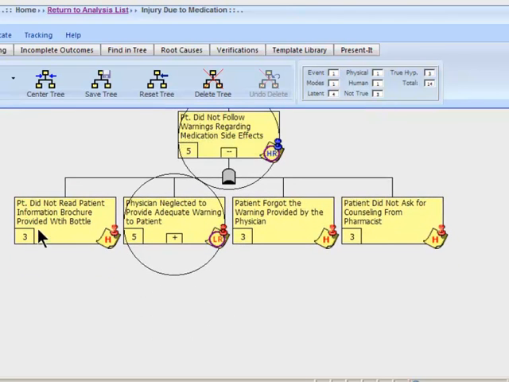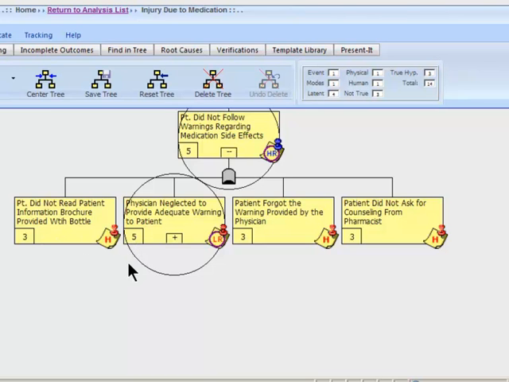And notice now, the patient did not read the patient information brochure provided with the bottle. The physician neglected to provide adequate warning to the patient. The patient forgot the warnings provided by the physician, and the patient did not ask for counseling from the pharmacist. Now notice here that we have a 5 in one block and we have 3s on the other.